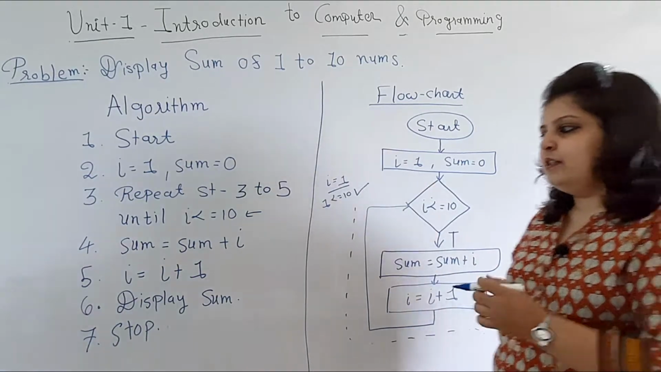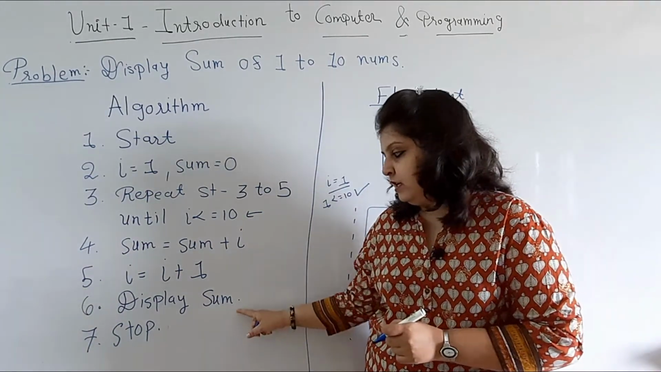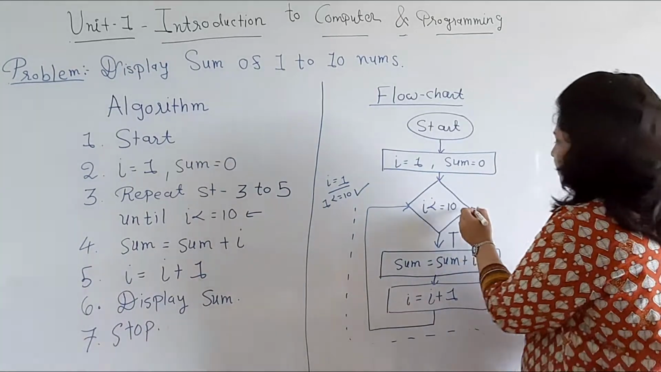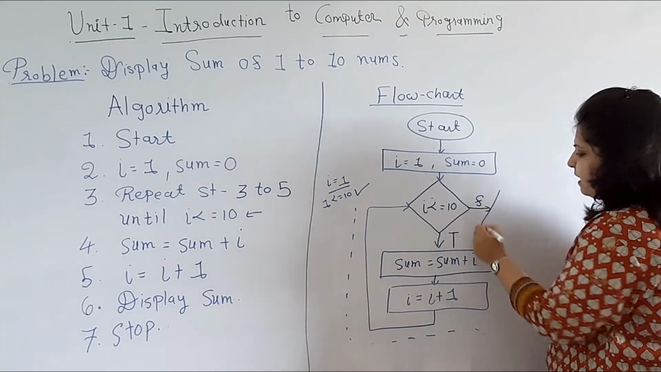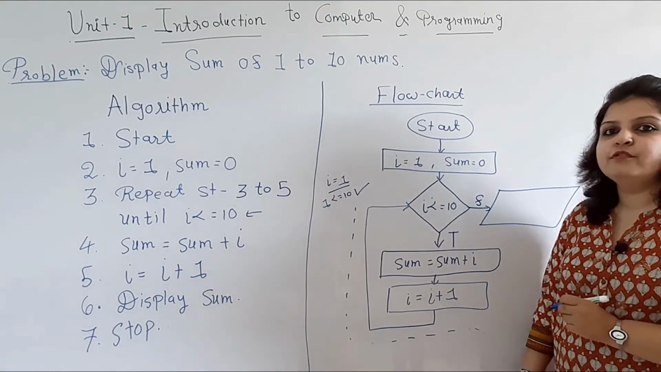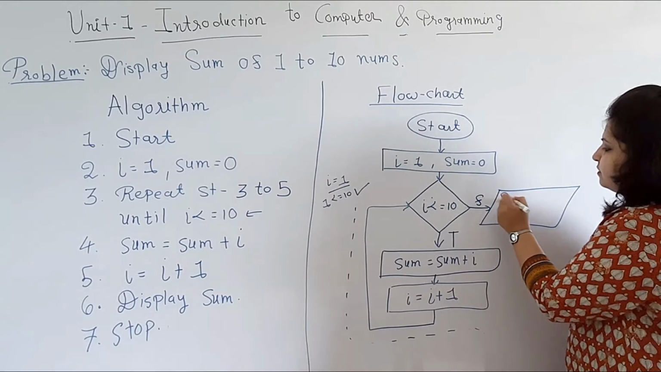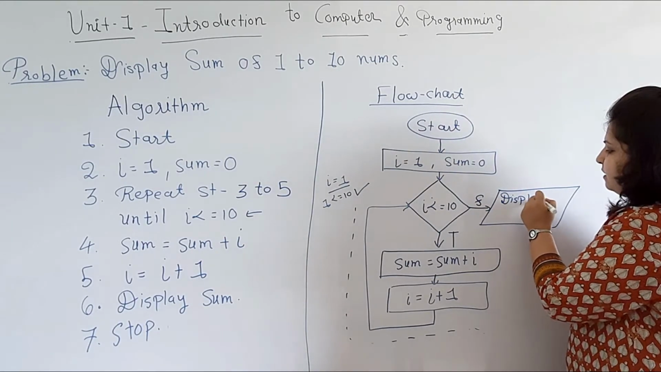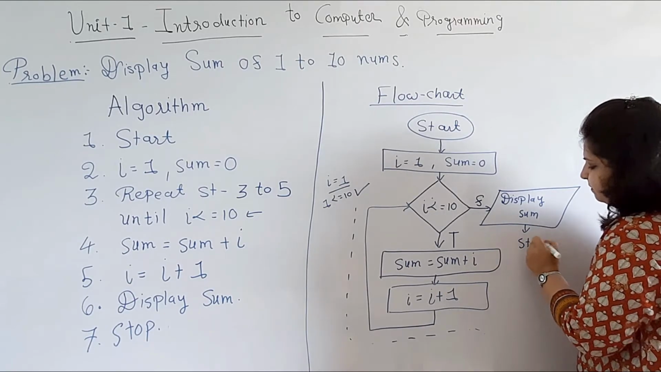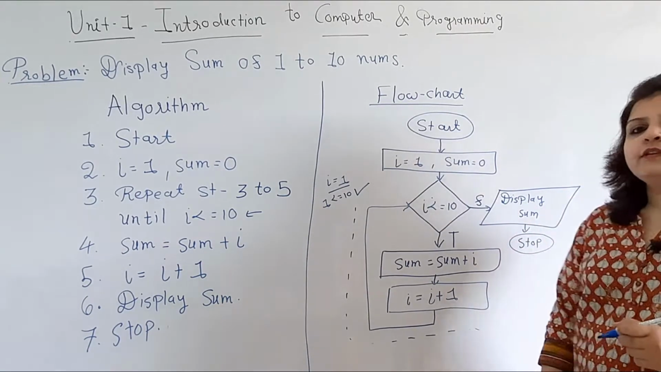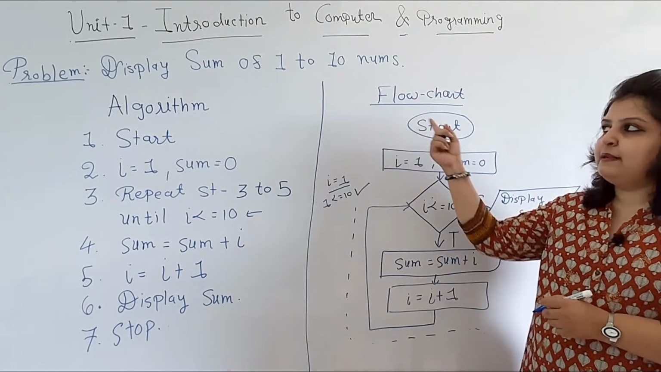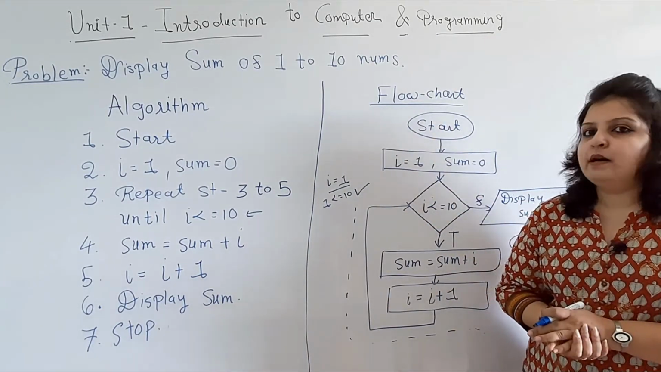Now in the false part, what can we write? Display sum is the false part. So in the condition's false part, our output will be displayed, and for output we have to use a parallelogram. So display sum, and last, stop. In this way we can draw the flowchart to display the sum of 1 to 10 numbers.